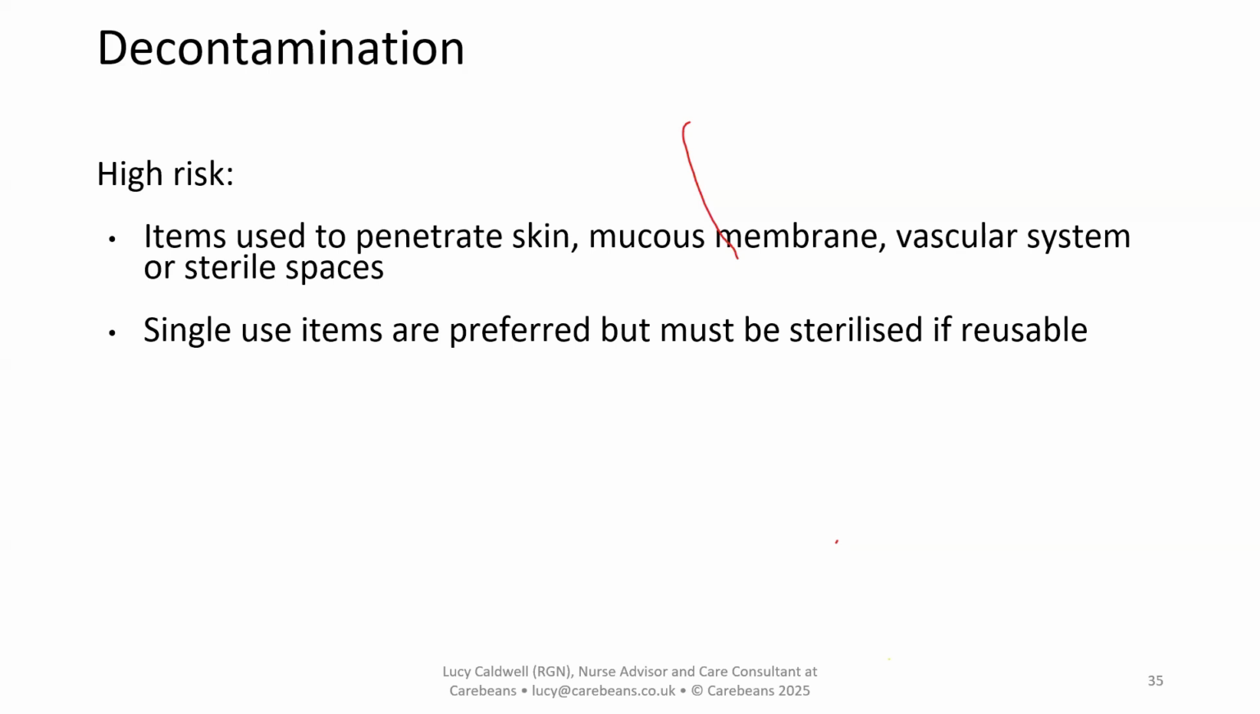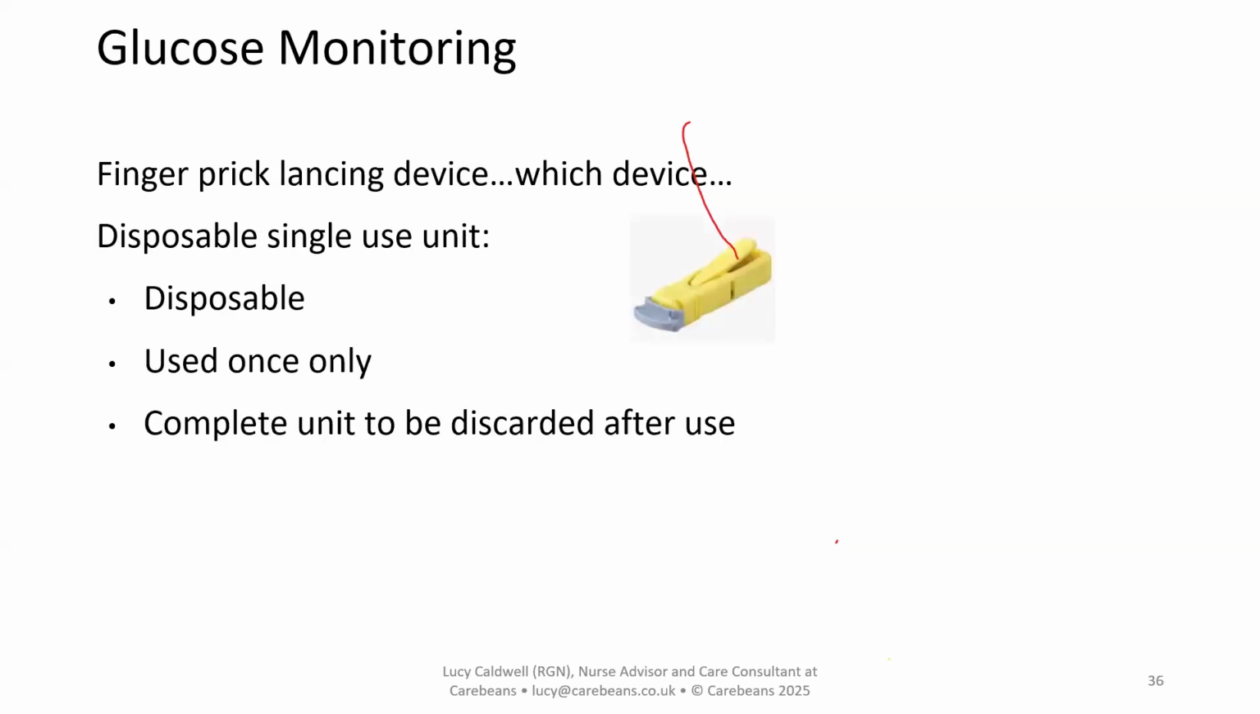So the preferable thing would be single-use items, so things that you can use just once and get rid of. But if there are things that are reusable, then it's just important that we make sure we sterilise those in the proper way. So I'm just going to finish before we go on to the system. I'm going to finish on glucose monitoring.